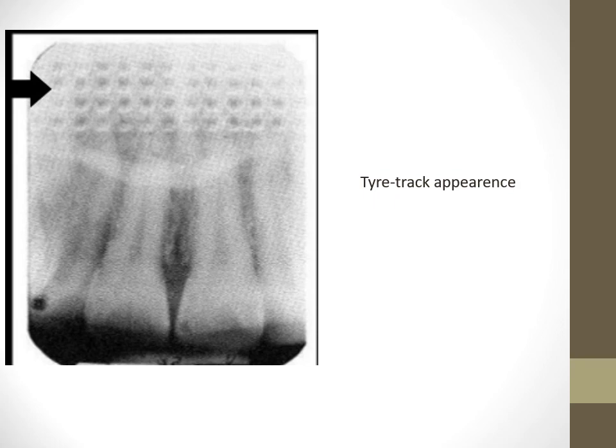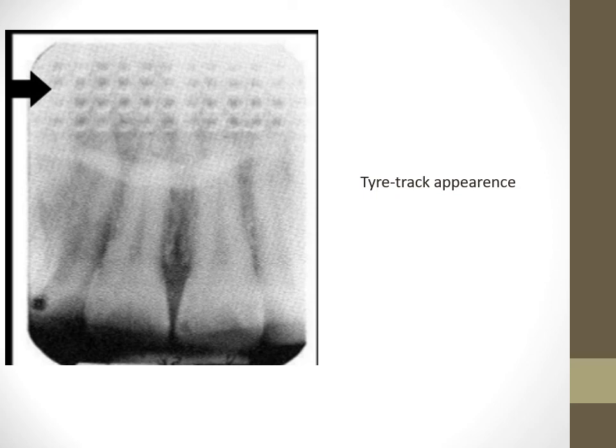Next is tear track appearance. This happens when the film packet gets reversed in the oral cavity. When you take an intraoral periapical film, you have the indication given there saying this side or opposite side towards the tube. Opposite side towards the tube means the opposite side should face the collimator. In case you reverse it, you happen to see this tear track appearance, which is again a faulty radiograph.